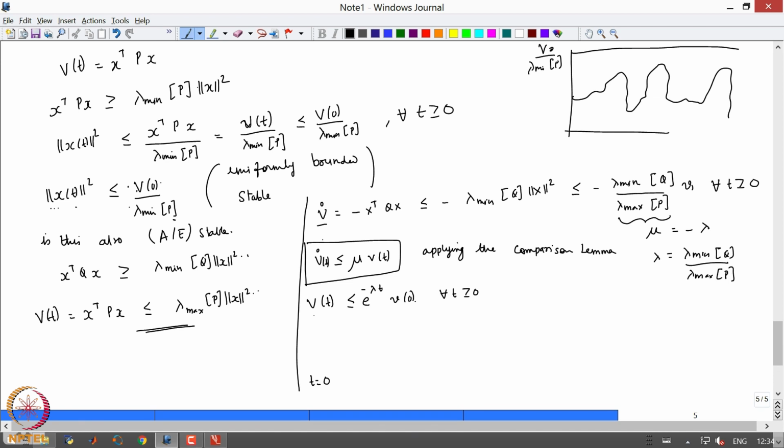Okay. So, what does this tell me about V? This lambda will always be greater than 0 because Q and P are positive definite matrices, so all their eigenvalues will be strictly positive. This negative sign will add up to that and say that V of t, as t goes to infinity, will go to 0. V of 0 could possibly be the origin also. And at what rate does it do so? This quantity tells me now that V of t converges to 0 exponentially fast.